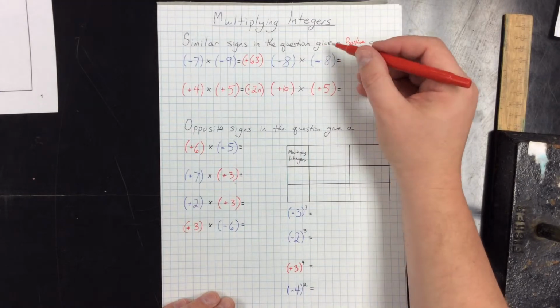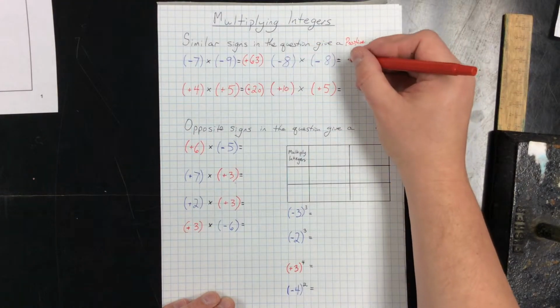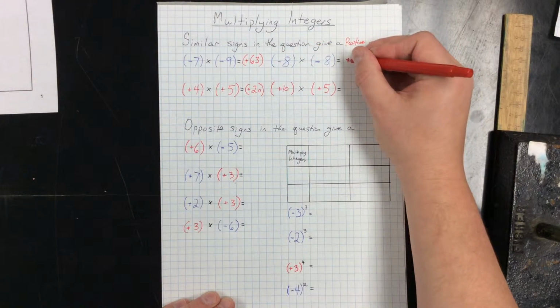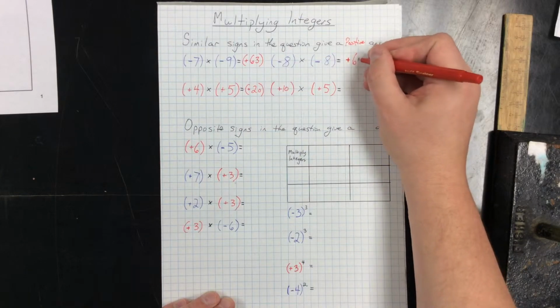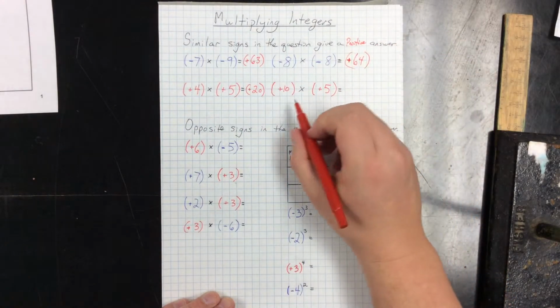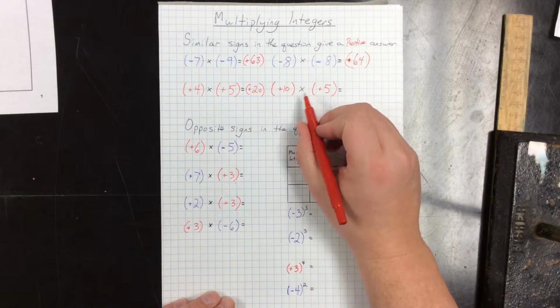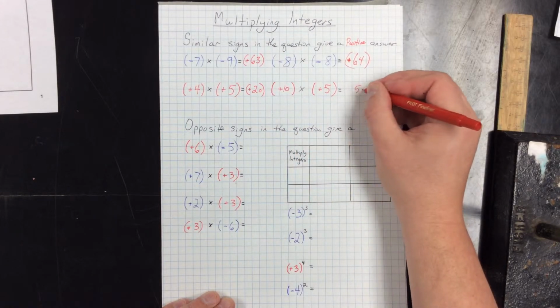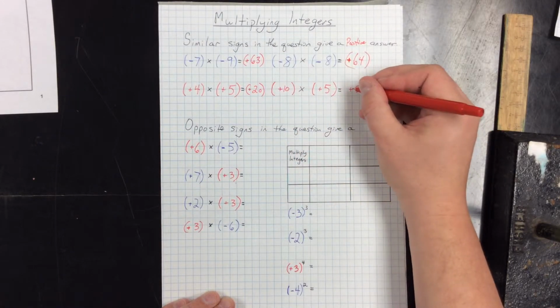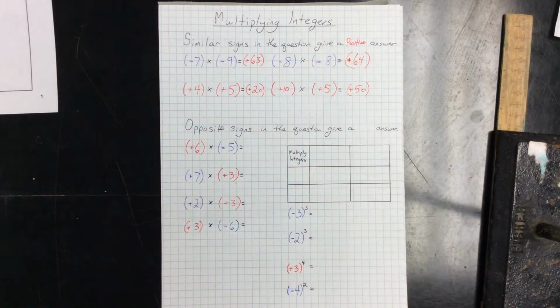Negative 8 times negative 8, 2 negatives together. I know my answer is going to be a positive. 8 times 8 is 64. Positive 10, positive 5, 10 times 5 is 50. 2 positive symbols, so my answer is going to be a positive 50.